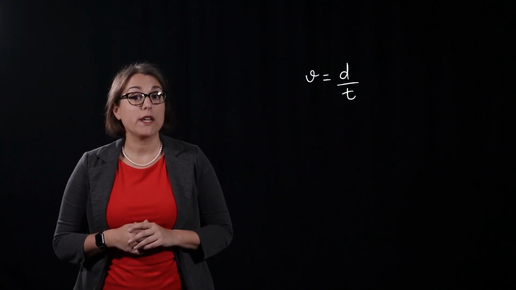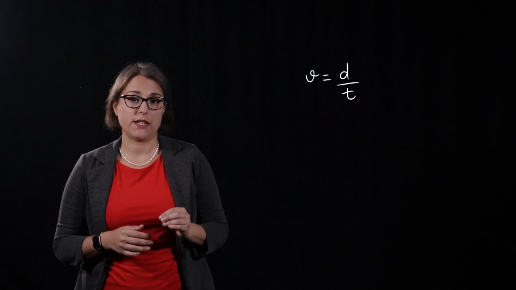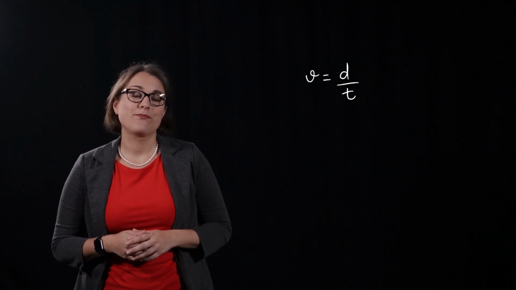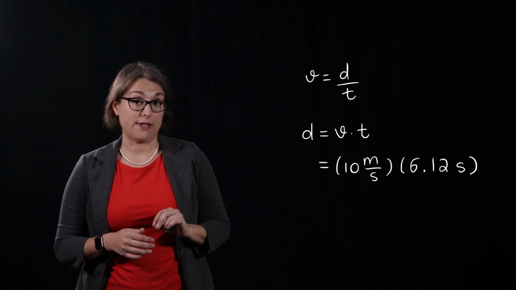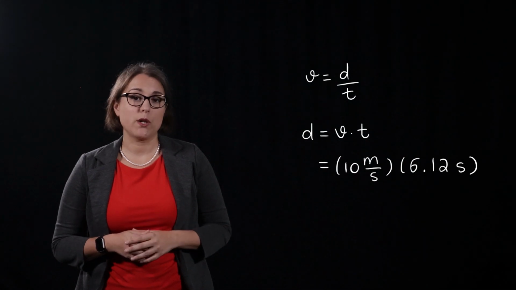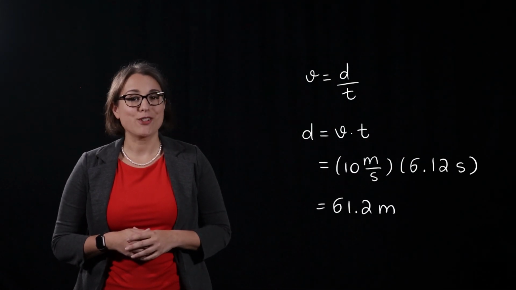Finally, we can answer the question of how far the projectile moves horizontally. Because the projectile moves for 6.12 seconds, and it has a horizontal velocity of 10 meters per second, we can use v equals d over t to calculate the distance. Distance equals 10 meters per second times 6.12 seconds, giving a horizontal range of 61.2 meters.